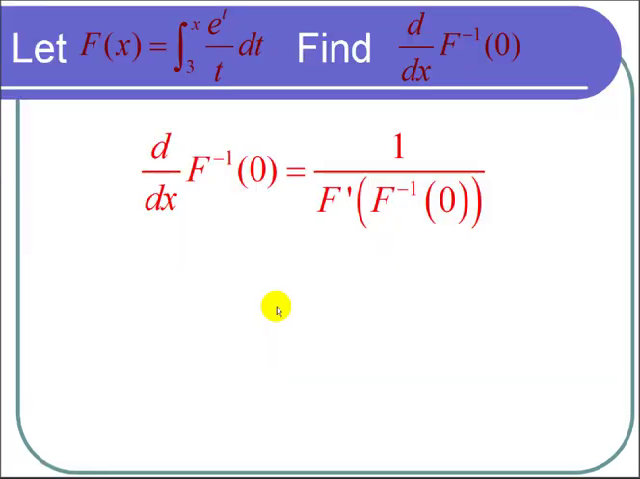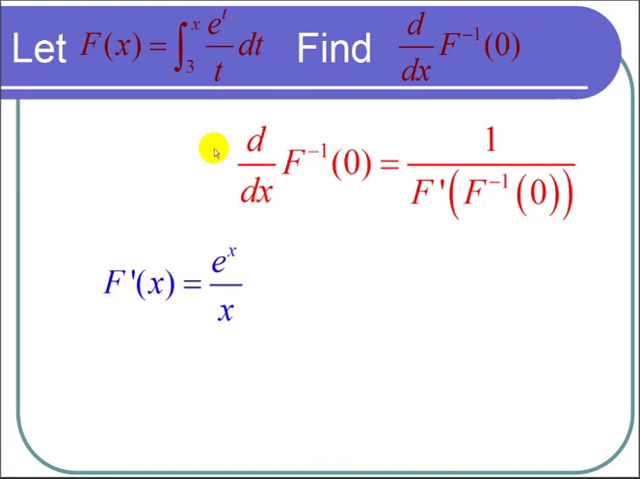The way we do this is we use the derivative of the inverse formula, which states that the derivative of the inverse evaluated at a number is 1 over the derivative evaluated at the inverse of that number. So we need to find the derivative and the inverse.